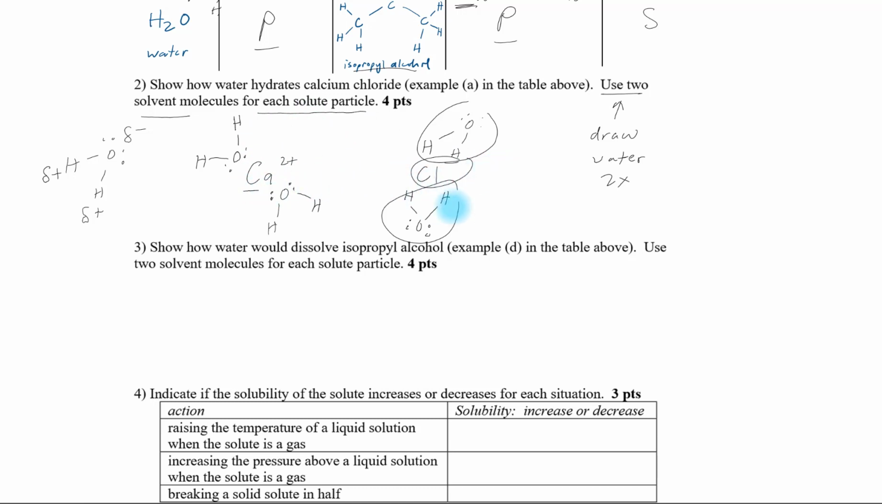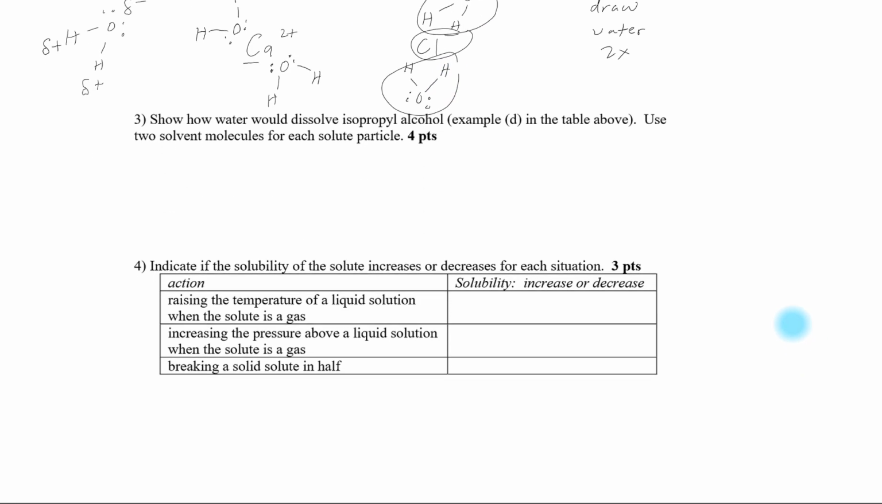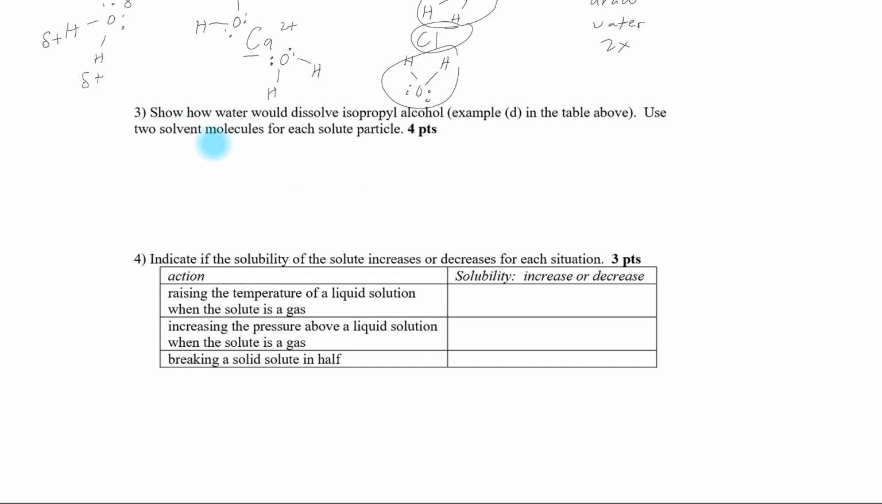All right, so how does water dissolve isopropyl alcohol? So let's draw, and it says use 2 solvent molecules for each solute particle. So isopropyl alcohol is not going to split up. It's covalent. Covalent's not going to split into charged particles. So we're going to redraw isopropyl alcohol.